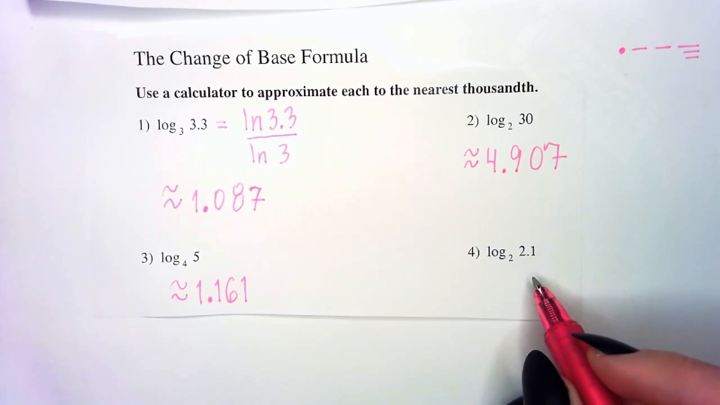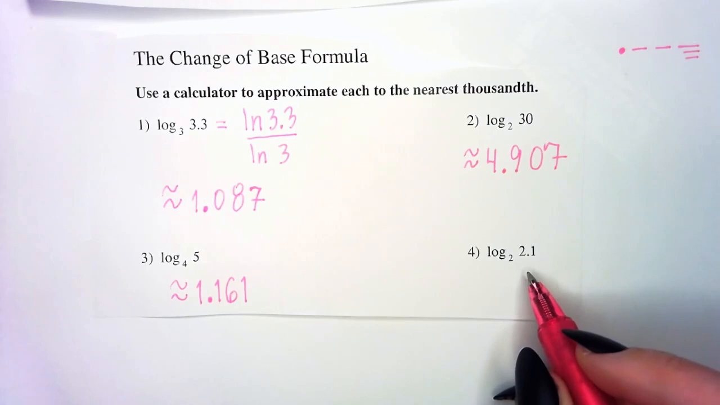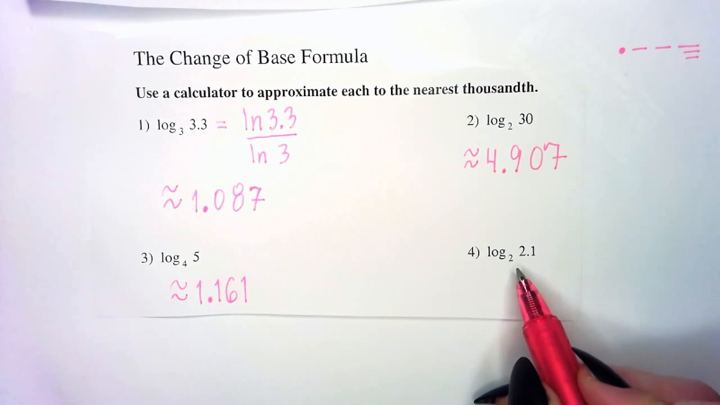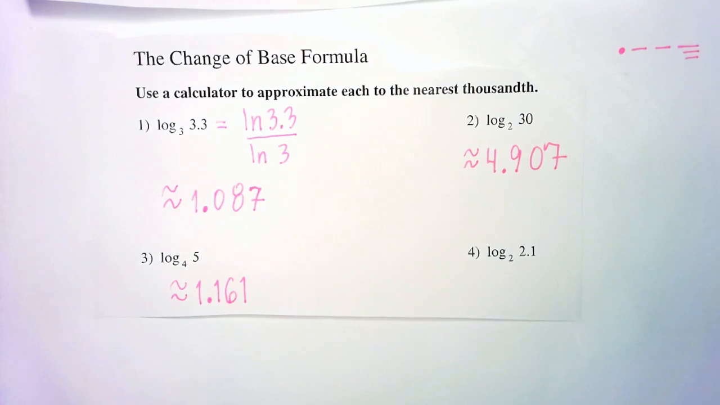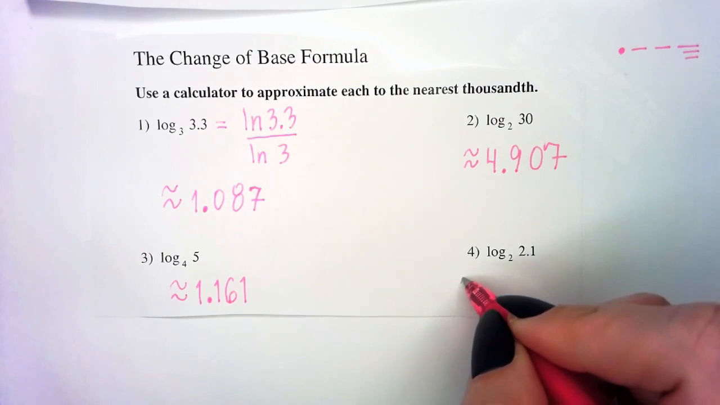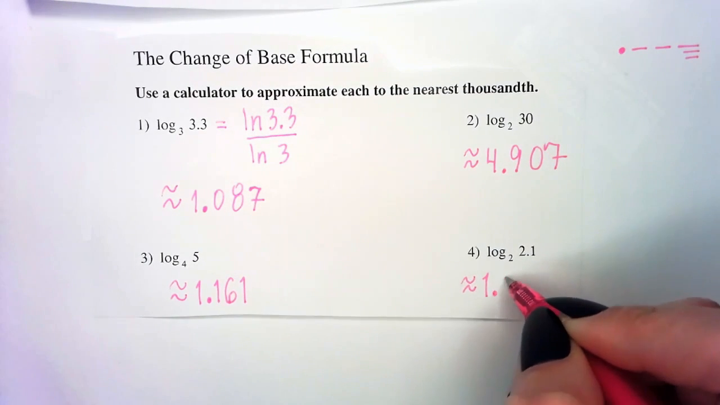Now we're going to try number 4. Go ahead and try it on your own. But before you do, let's just think about what the question is asking. 2 to what power is 2.1? And think about approximately how big that answer should be. You should have gotten 1.070.